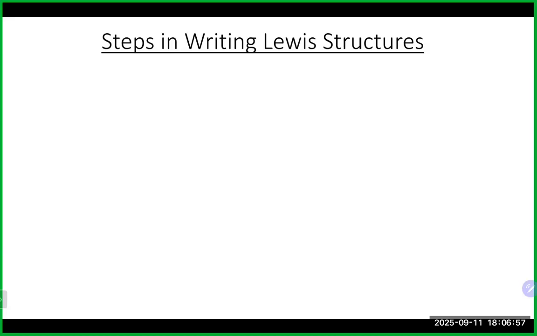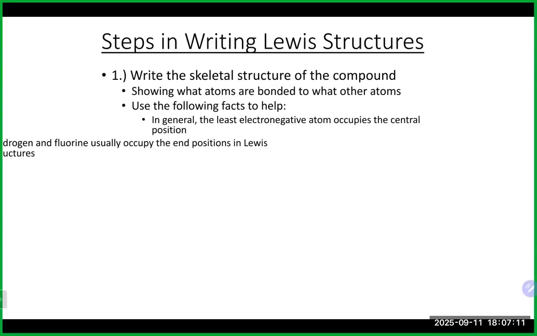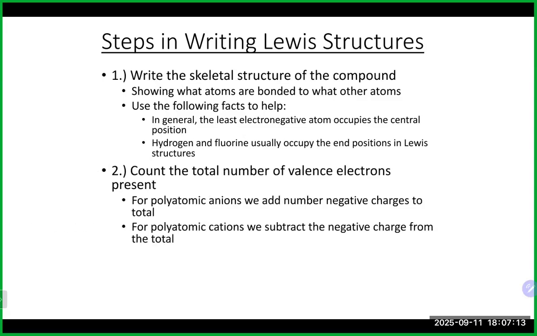We talked last time about drawing Lewis dot symbols for ionic bonding. We're now going to talk about the steps to follow to draw Lewis structures for covalently bonded structures. If you follow these steps, you should end up with a fairly good structure. If you don't, you might end up with too many bonds, not enough electrons, and those types of things.